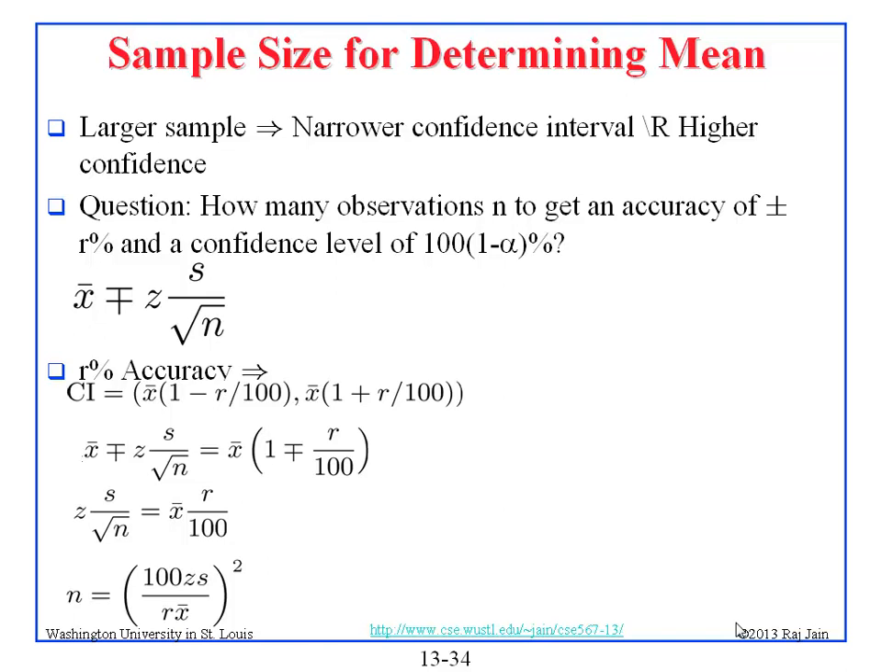Now, if you want the accuracy to be R%, what that means is that you want the answer to be correct up to that point. So R% is R upon 100 as a fraction. Basically, you want the answer to be in this range, and then you can calculate how many observations you need to get into that range. N is equal to (100 times z times s upon R times x bar) whole squared.